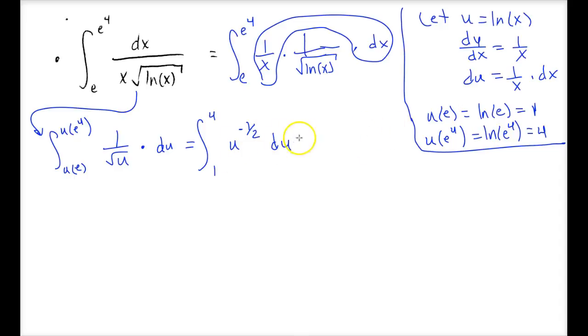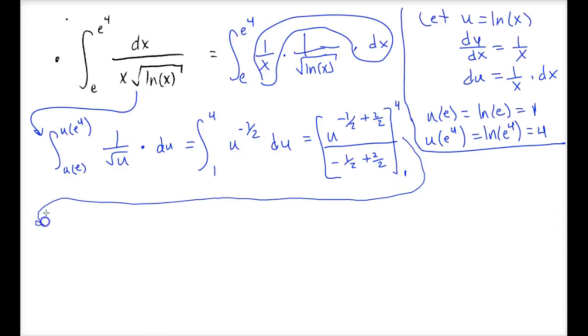So from here you see integration gets quite easy. If we take the antiderivative of u raised to the negative 1/2, that's just going to be u raised to the negative 1/2 plus 1, and we'll write 1 as 2 over 2, negative 1/2 plus 1. And that will be evaluated from 1 to 4. And we'll come here and finish it up.